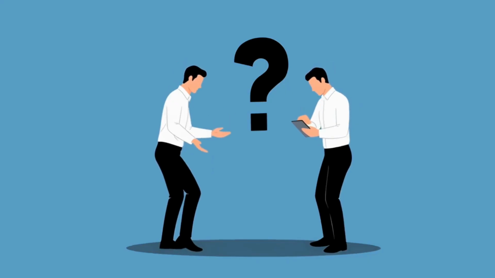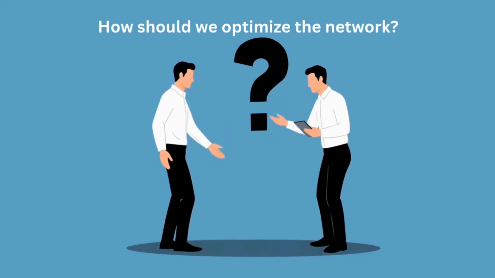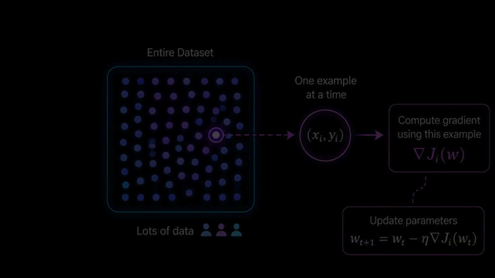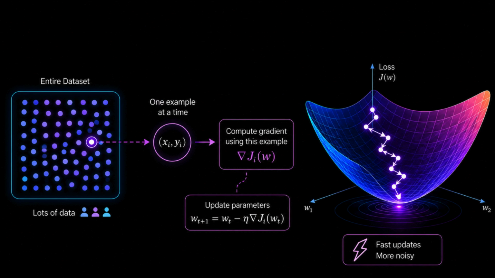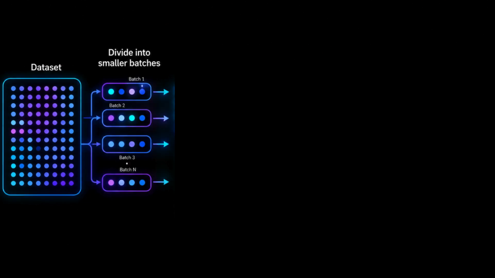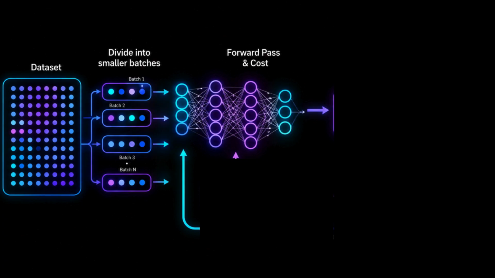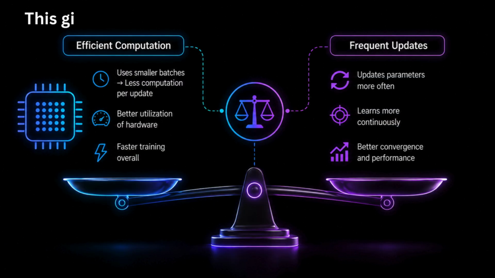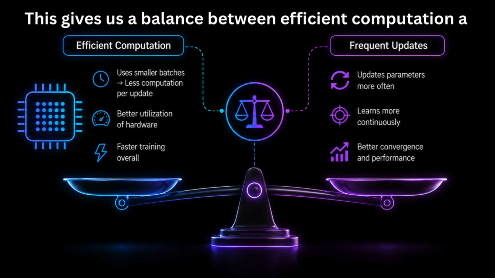Now we have another question. How should we optimize the network? Batch gradient descent uses the entire dataset for every update. Stochastic gradient descent uses one example at a time. So in practice, we often use mini-batch gradient descent. We divide the data into smaller batches, calculate the cost, backpropagate the gradients, and update the parameters. This gives us a balance between efficient computation and frequent updates.